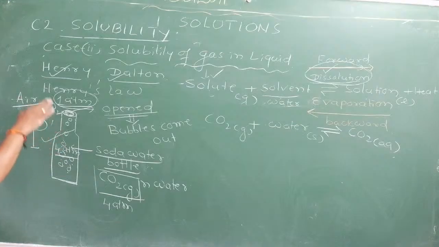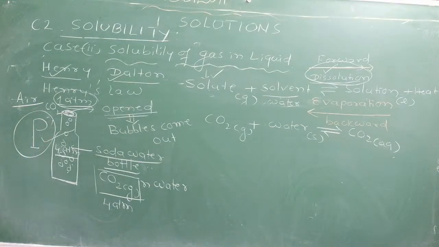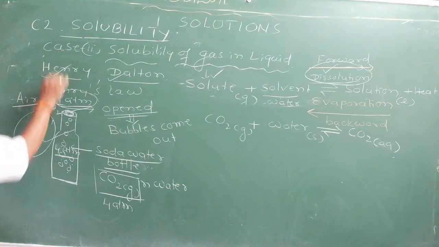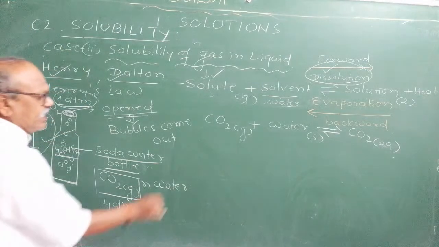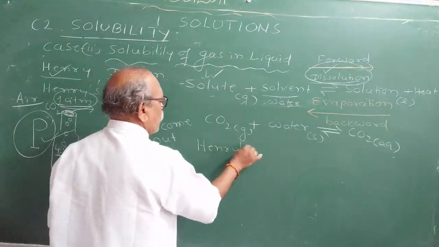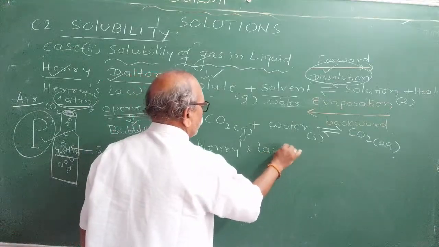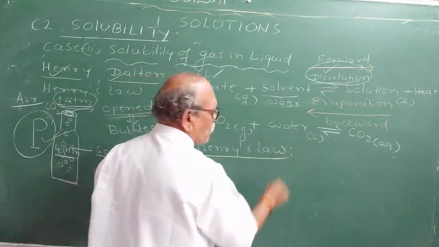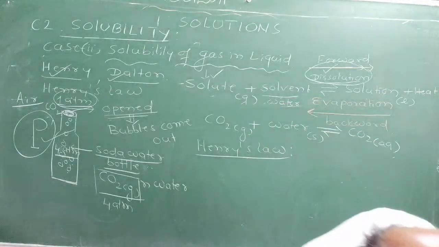Generally, the dissolution of gases depends upon the temperature. Higher the temperature, more will be the solubility. Higher the pressure, more will be the solubility. Lower the pressure, less will be the solubility. This was observed by Henry as well as Dalton. He says that, Henry's law. You can note down the statement of Henry's law. The same thing Henry stated.